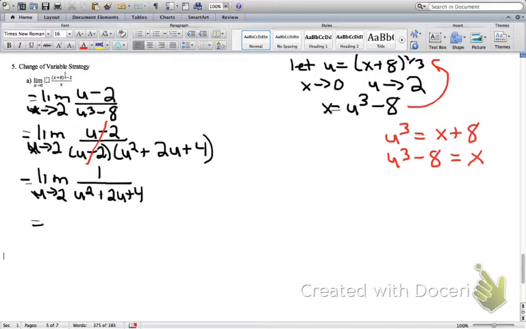We can now just directly substitute our value of 2 in. Sorry, that shouldn't be squared there, it should just be 4. We should have 4 plus 4 plus 4, so we get 1 over 12. So the limit is going to be equal to 1 over 12. Now I want you guys to go ahead and try B on your own.